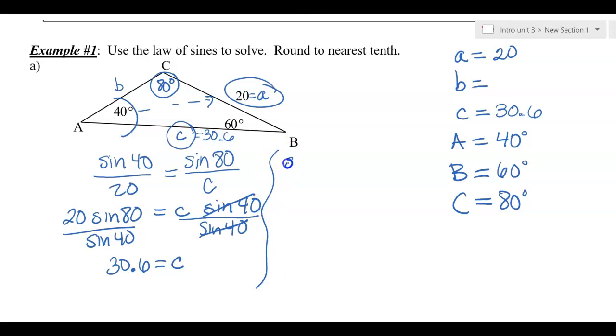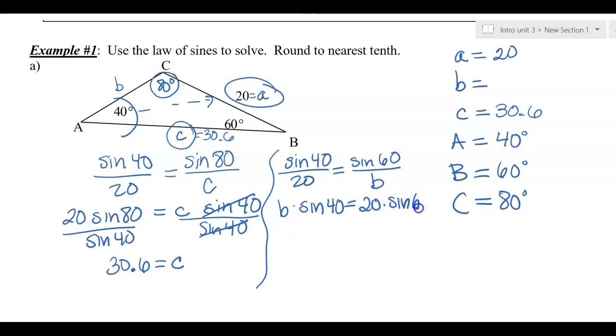And we can use almost the same equation. We can still use sine of 40 divided by 20. But this time we want to solve for B, okay? So we're going to do sine of 60 divided by B. And so again, we cross multiply. So B multiplies with the sine of 40, and 20 multiplies with the sine of 60. And to get B alone, we're dividing by the sine of 40. And when we do that, we get 26.9.